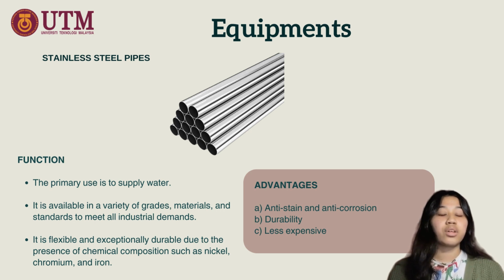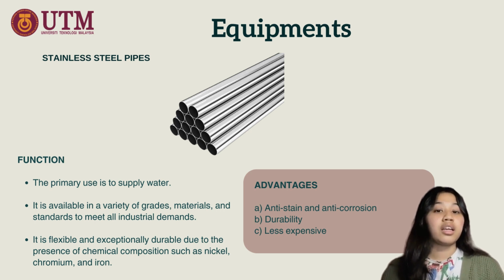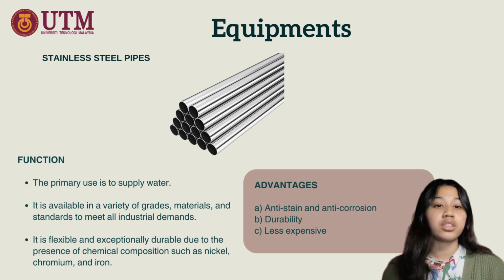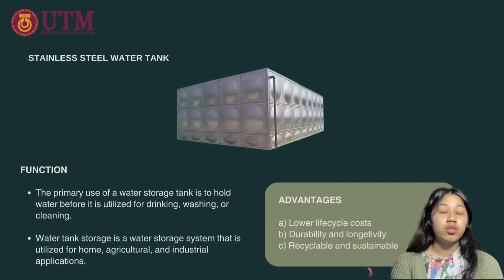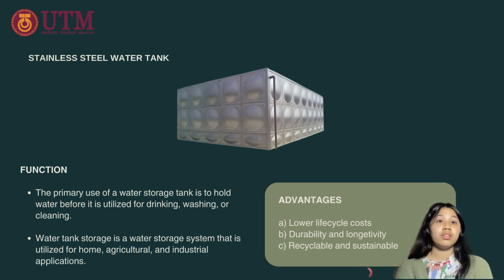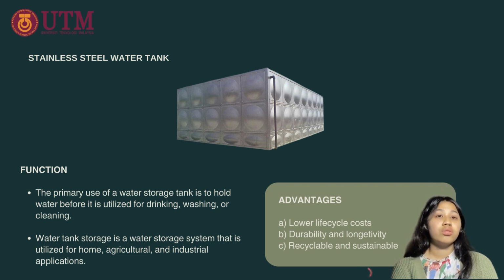Next, it is also anti-corrosion. Due to its corrosion resistance, the pipes rarely rust. And the last one is durability, which is the ability to withstand pressure compared to other materials. The second equipment is the water tank. We chose stainless steel as the material, and for the capacity, we decided to choose 24,000 liters.